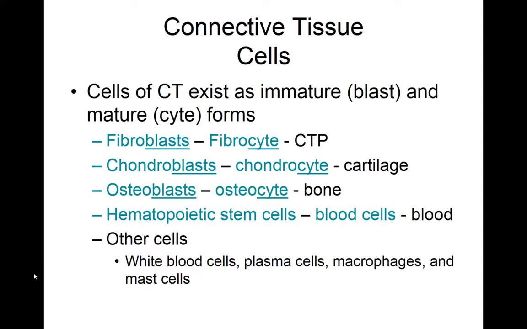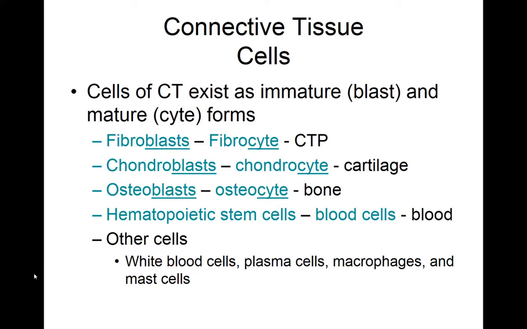So we have different cells depending on the tissue that we're looking at. Fibroblasts or fibrocytes, right? So the immature and the mature form. These are the type of cell that we find in connective tissue proper, like tendons and ligaments. If we're looking at cartilage, it's chondroblast and chondrocyte. And that should be easy to remember because that prefix chondro means cartilage.